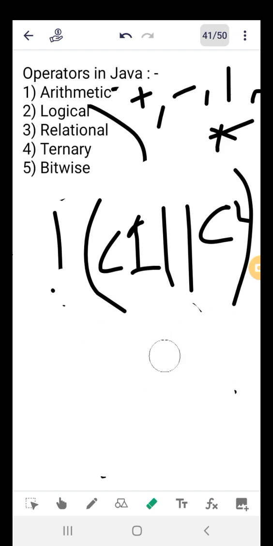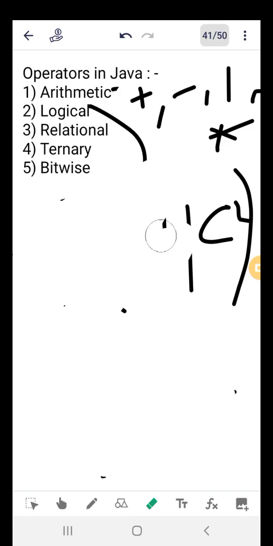It will just negate the thing, not this. It means this should not be. You can just remember it like this. So this was another kind of logical operator.